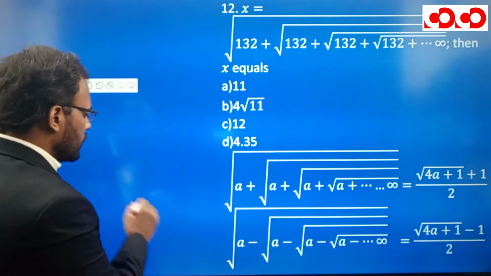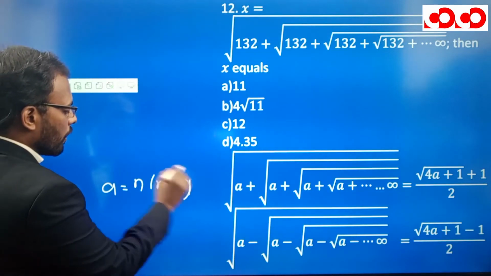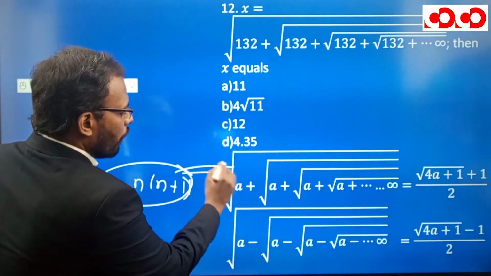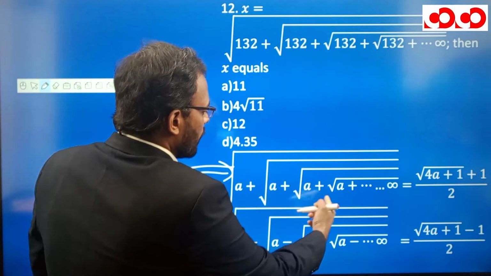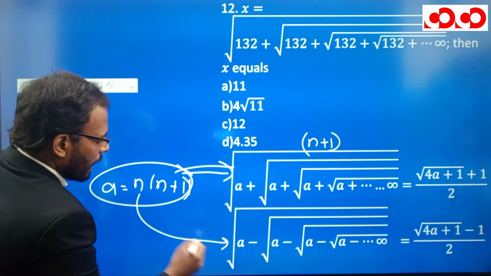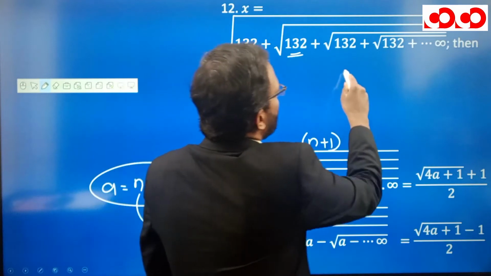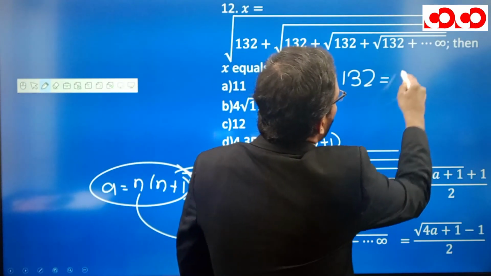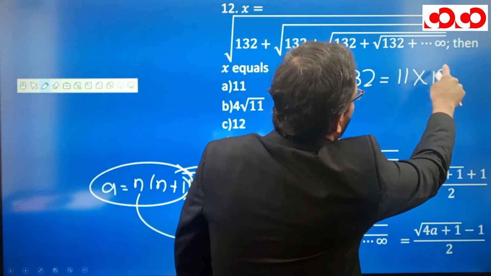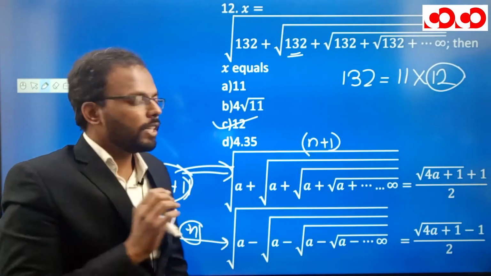But if a is equal to n into n plus 1, where n is a natural number, then the answer for the plus sign will be n plus 1 for this expression, and the answer for the minus sign will be n. Is that very clear to you? Now if this 132 is concerned, I know that 132 is equal to 11 into 12. I told you if there is a plus sign in between, you choose the bigger one. So 12 is the answer. Is that clear? We can solve it within 2 seconds, right?